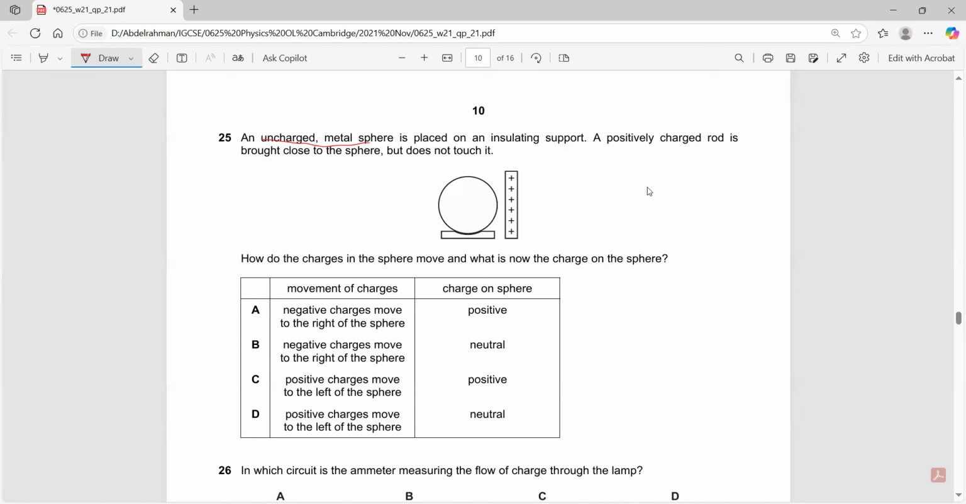The charge on the sphere will remain neutral. Why would the charge on the sphere remain neutral? Because it still has the same amount of protons and electrons. What about the movement of charges? The negative charges move to the right. Why? Negative charges move to the right because they are attracted to the positive rod. Okay.